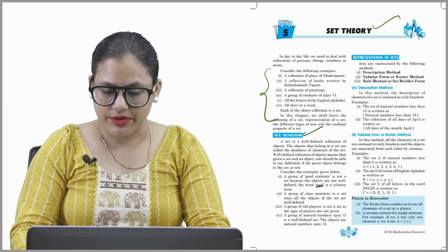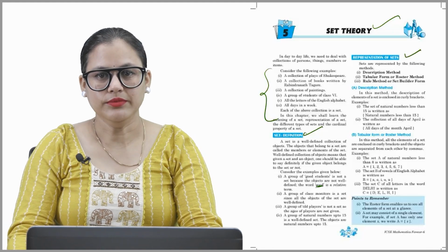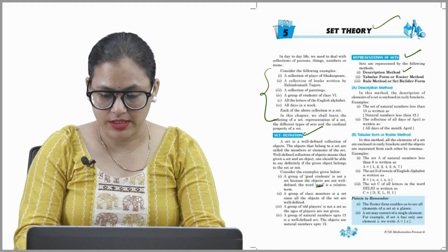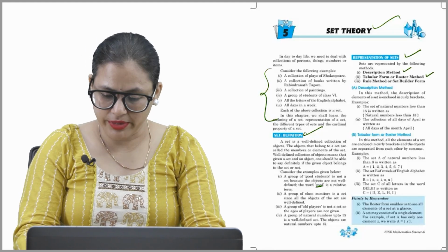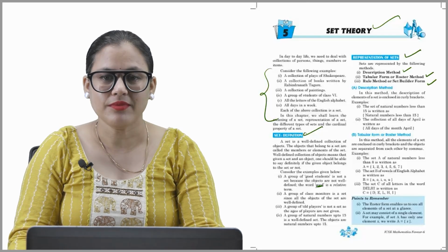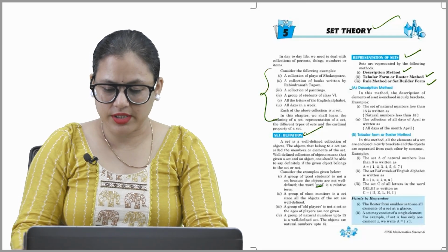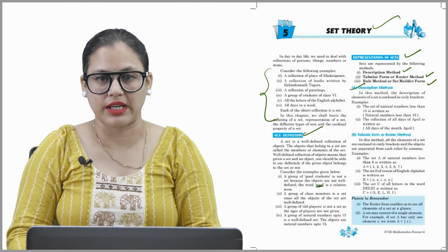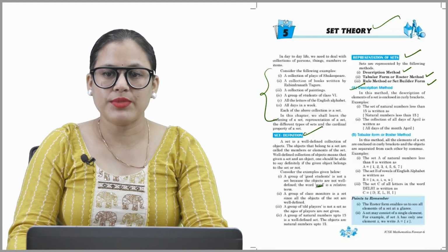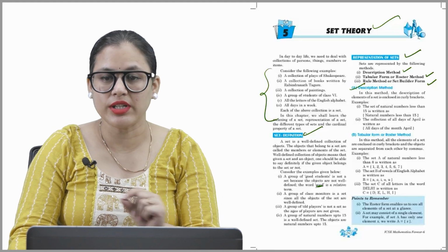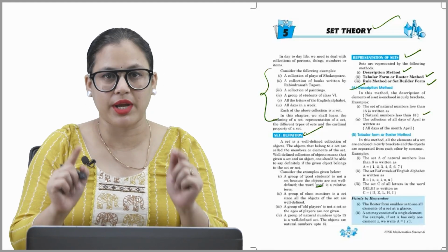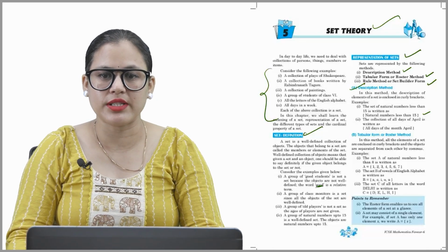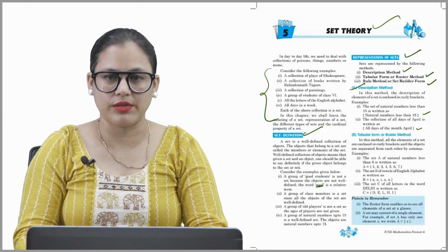Next, representation of sets. Sets are represented by the following methods: description method, tabular form or roster method, and rule method or set builder form. First, let's talk about the description method. In this method, the description of elements of a set is enclosed in curly brackets. Examples: the set of natural numbers less than 15 is written as {natural numbers less than 15}. We always write the description method in curly brackets, right? Number 2, the collection of all days of April is written as {all days of the month April}, right?